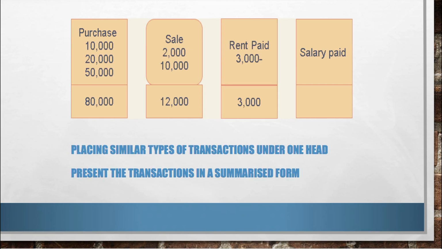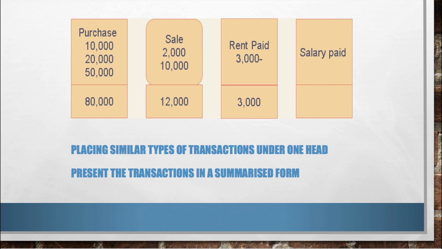What we can do is place the purchase transactions in a particular place, sale transactions in a particular place, then rent paid, salary paid, etc. These transactions will be separated and will be placed at different positions. So in our example, our purchase transactions are, suppose, 10,000, 20,000, 50,000. So we have placed all the purchase transactions in a particular place.